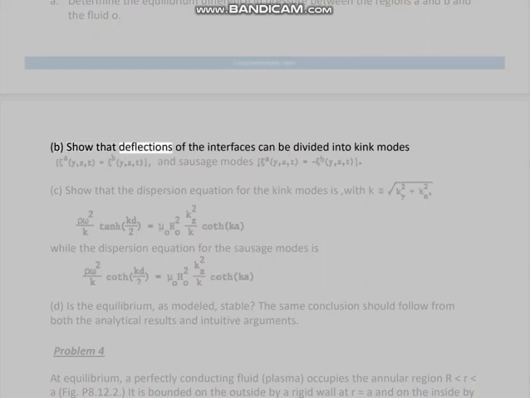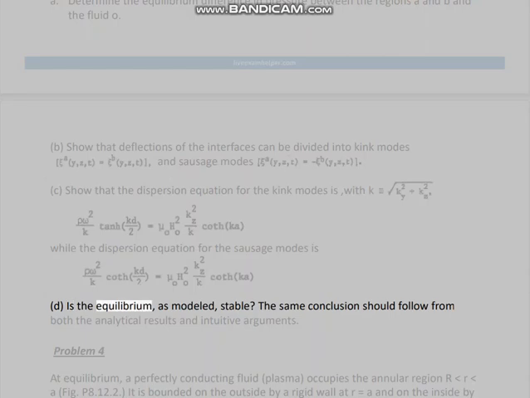B. Show that deflections of the interfaces can be divided into kink modes and sausage modes. C. Show that the dispersion equation for the kink modes is as given, while the dispersion equation for the sausage modes is as given. D. Is the equilibrium, as modeled, stable? The same conclusion should follow from both the analytical results and intuitive arguments.